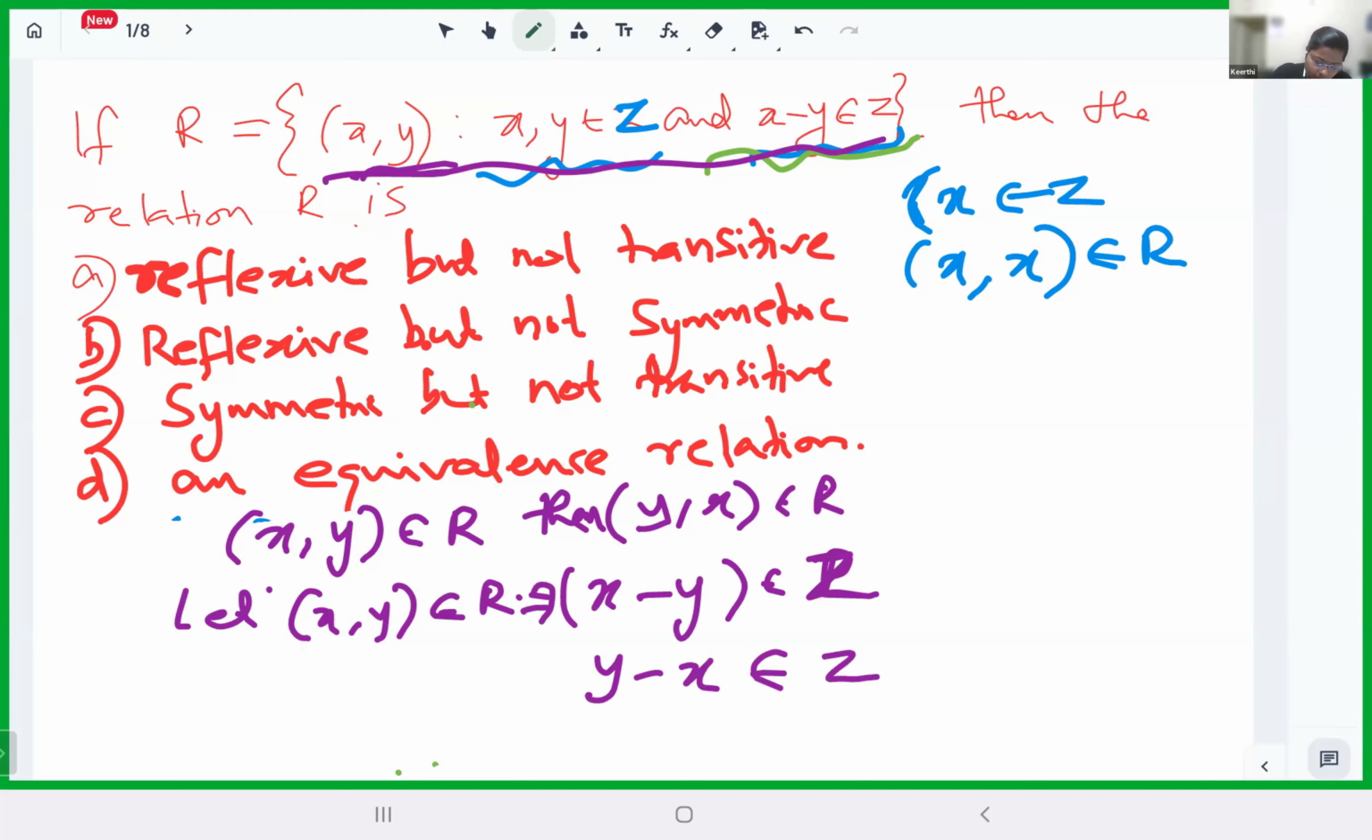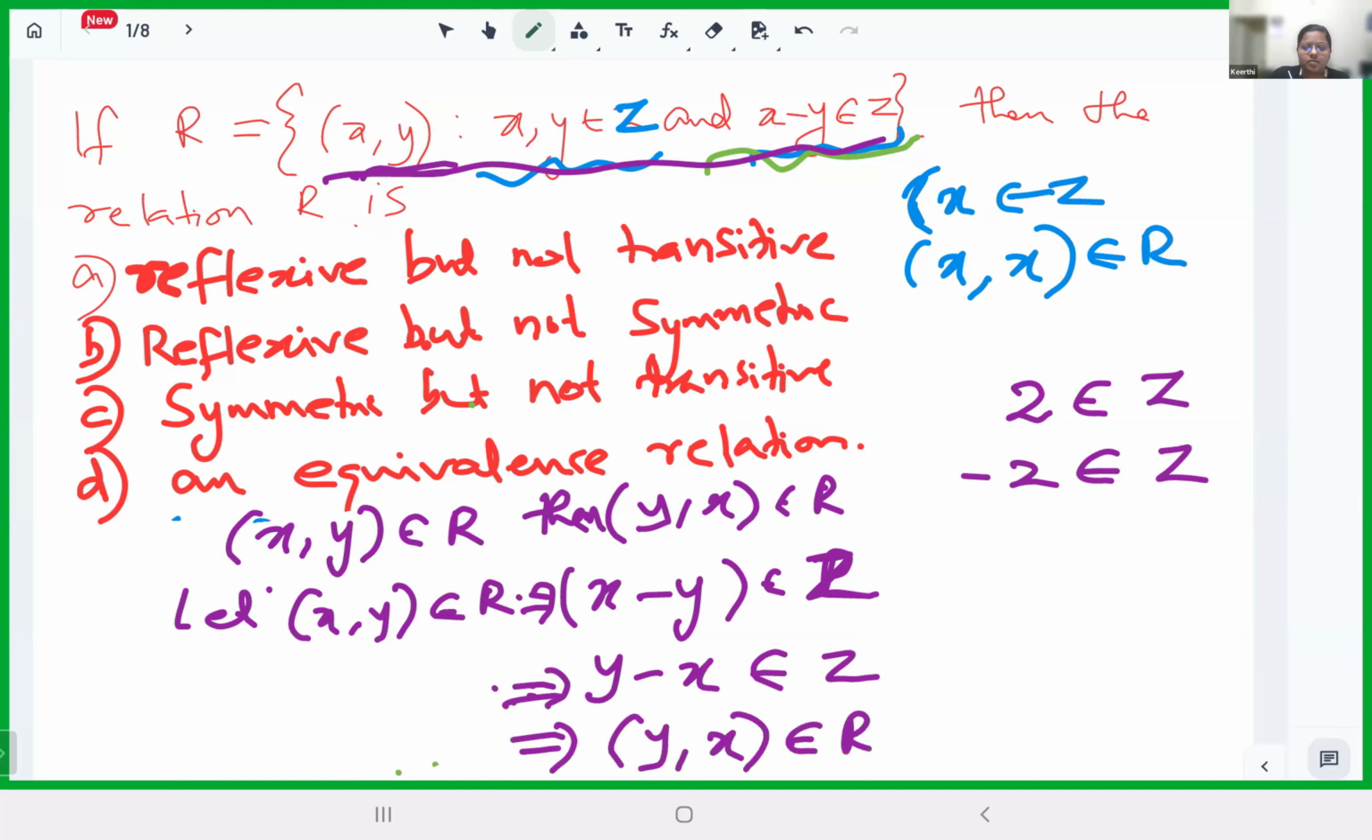I'll give you an example. If 2 belongs to Z, then minus 2 also belongs to Z. Similarly, here you can see that if x minus y belongs to Z, then y minus x also belongs to Z. It is also an integer. So from this you will get that the ordered pair (y, x) belongs to R.